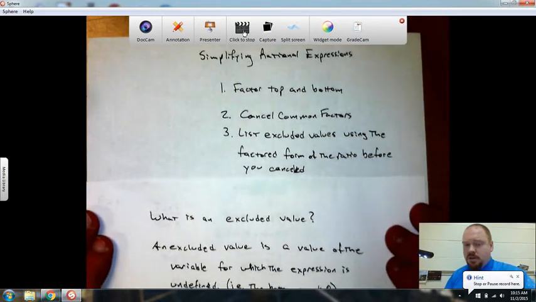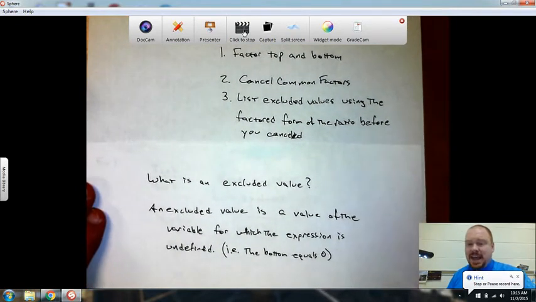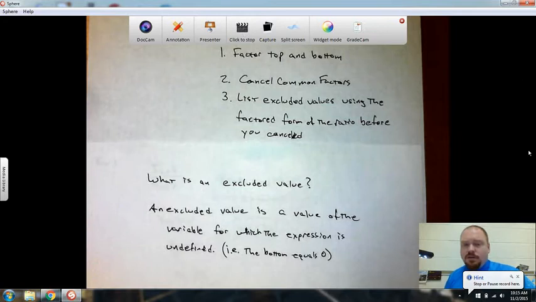Now, you may be wondering what exactly is an excluded value. Well, an excluded value is a value of the variable for which the expression is undefined. So in other words, when does the bottom equal 0?